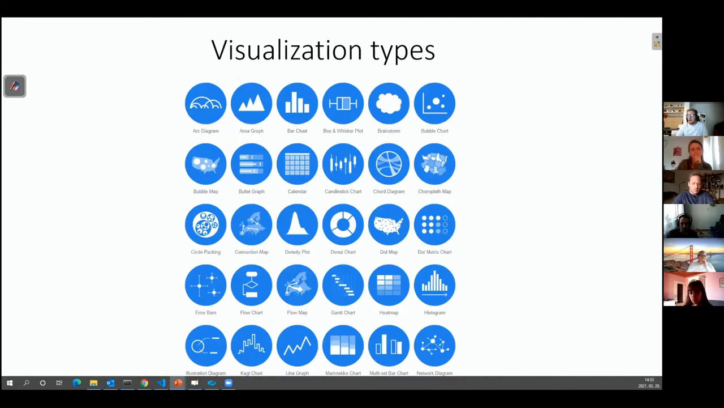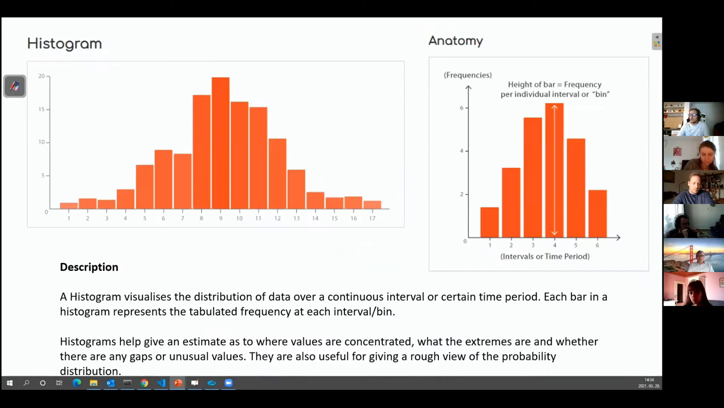Let's see some types of visualization. Tell me if you can see the graphs. Mostly this is just a summary of what kinds of plots there are, not all of them, but a few of the more important ones. Let's see a little bit more detail. I collected the most relevant ones also for our workshop, and some few words about them.